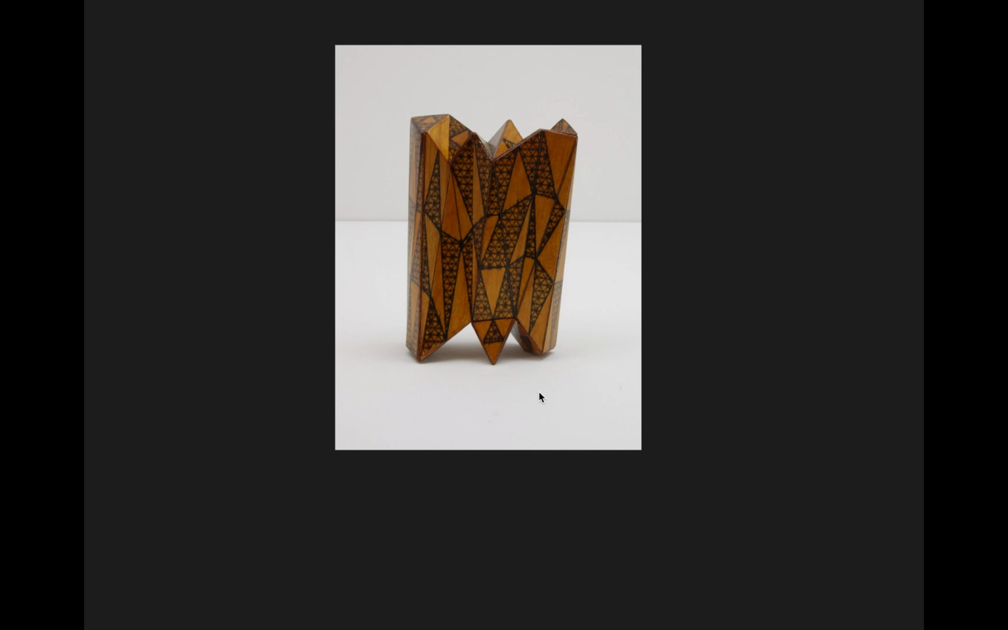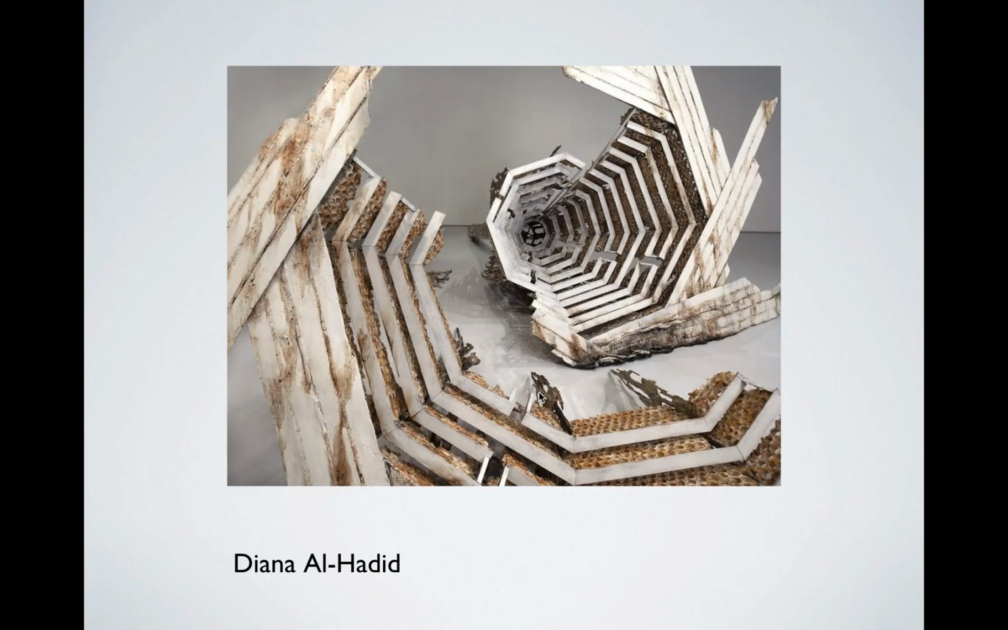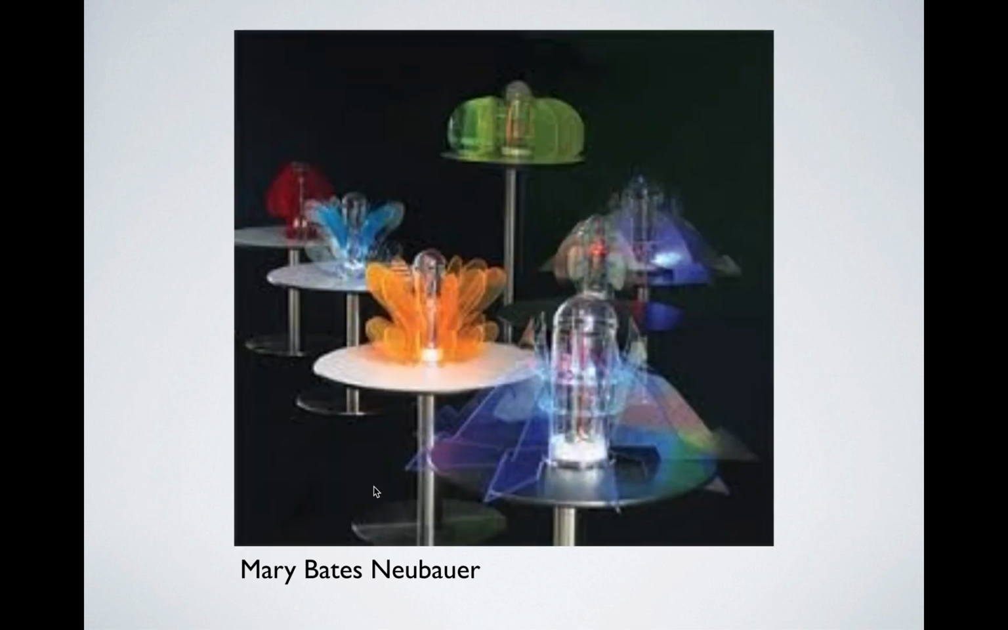We took a look at this in the wood project, but you could think about something like this with the metal. And Diana El Hadid, we looked at her with the architecture project as well, and she's using different contrasting versions of metal to create her designs. This is Mary Bates Neubauer. So, all of these are kind of space-like forms. These happen to be made in plexiglass, but it's the same idea where we're working in planes to create some sort of sculpture.